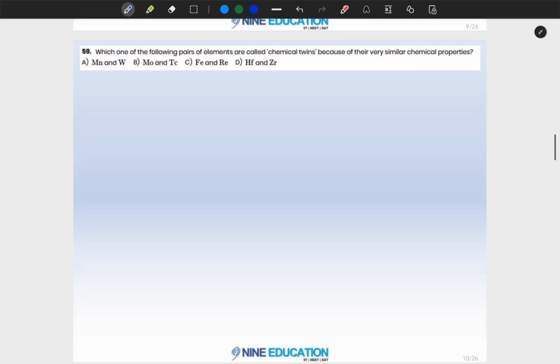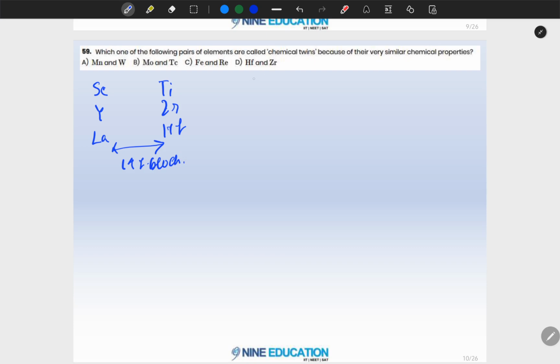Which one of the following pair of elements are called chemical twins? Now, titanium, zirconium and hafnium, these elements belong to the same group. Scandium, yttrium and lanthanum also belong to the same group. Now in between lanthanum and hafnium, there are actually 14 f-block elements.